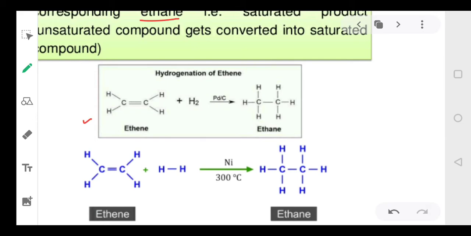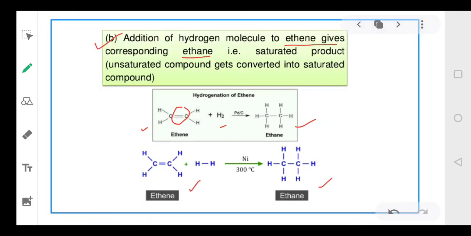देखिए ये आपका ethene है, इसमें हम हाइड्रोजन ऐड करते हैं, यहाँ पे डबल बॉन्ड है, see here there is a double bond, presence of double bond. So हाइड्रोजन ऐड करेंगे तो डबल बॉन्ड टूट जाता है and 2 hydrogen atoms are added. So all bonds they become single. Okay, so इस तरीके से आपका ethene जो है वो ethane में कन्वर्ट हो जाता है.